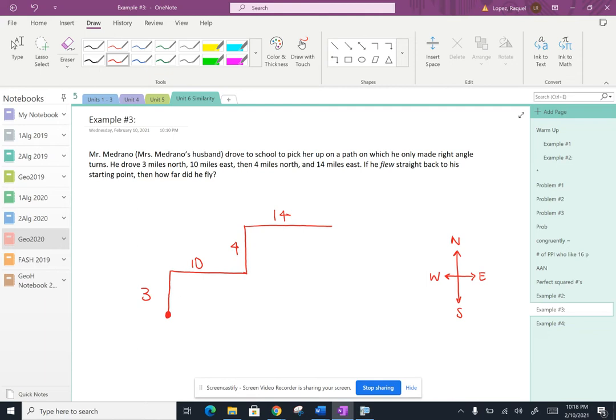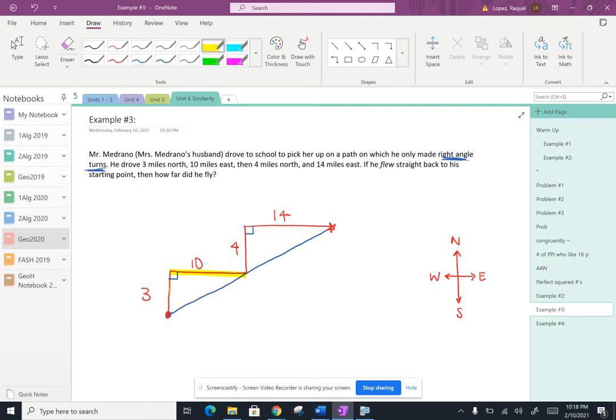And so the question is, if he flew straight back to the starting point, so this is where he's ending at the star, if he flew back to the starting point, then how far did he fly? So we're trying to find the distance that I just drew in blue here. To do that, we know that we're working with right triangles because it says in the problem that he only made right angle turns. So let's set up some Pythagorean theorems. We're going to have to do that twice.